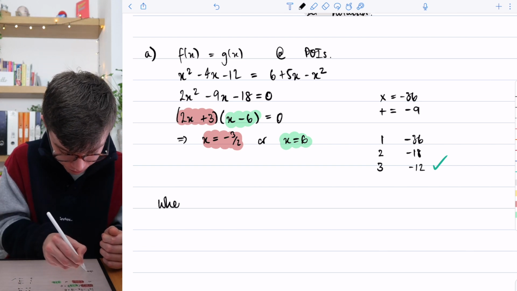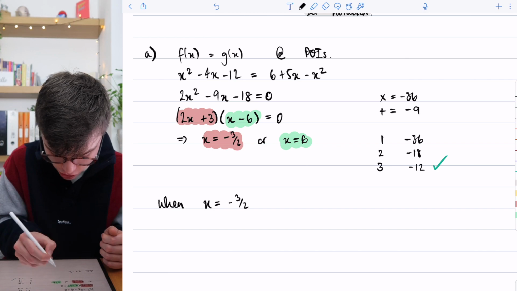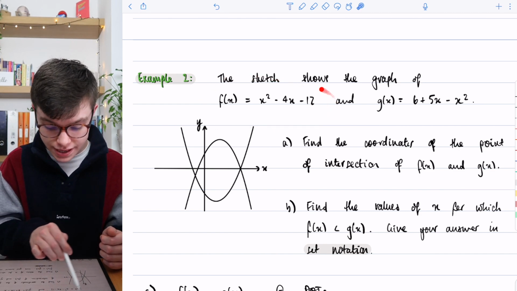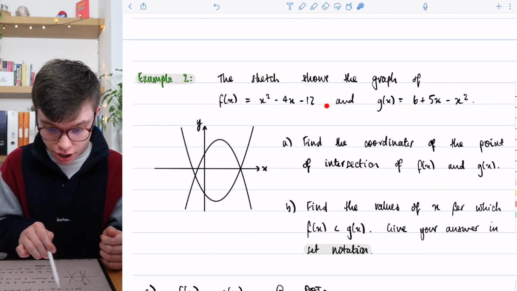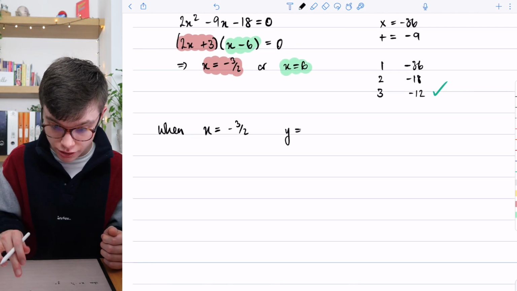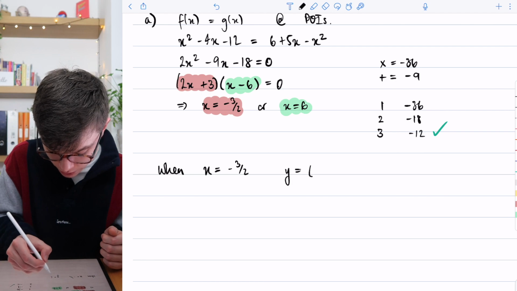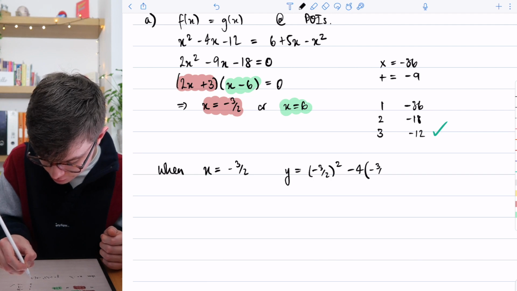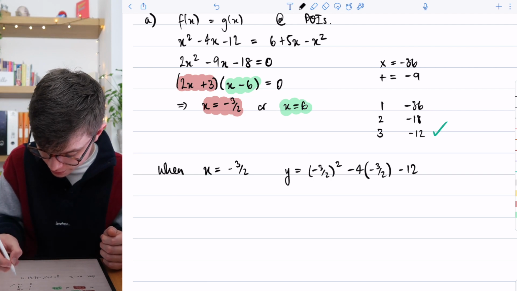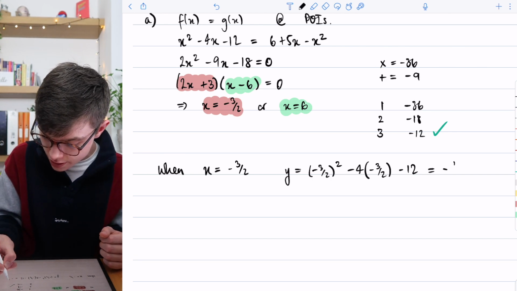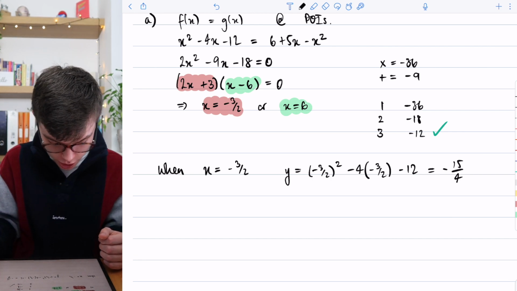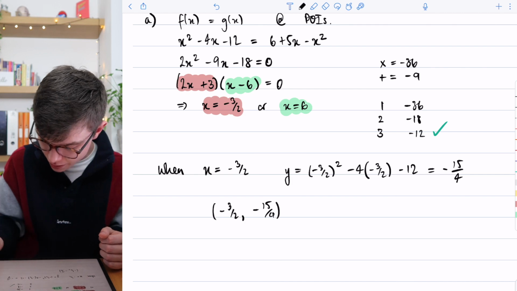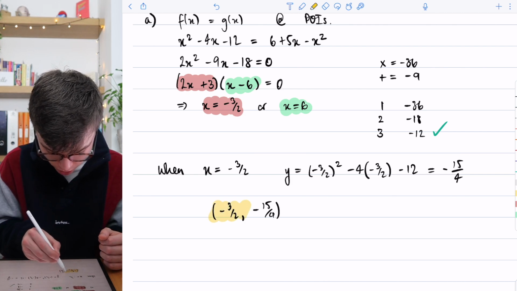So when x is minus 3 over 2, we can substitute it, like the previous example, into either this equation or this equation. I am going to go with this equation because that's what I've done previously. So y will be equal to minus 3 over 2 squared minus 4 times minus 3 over 2 minus 12, and if you work that out, that is minus 15 over 4. So one point of intersection is minus 3 over 2 and minus 15 over 4.